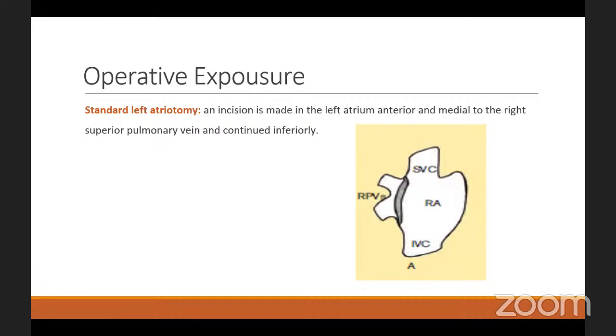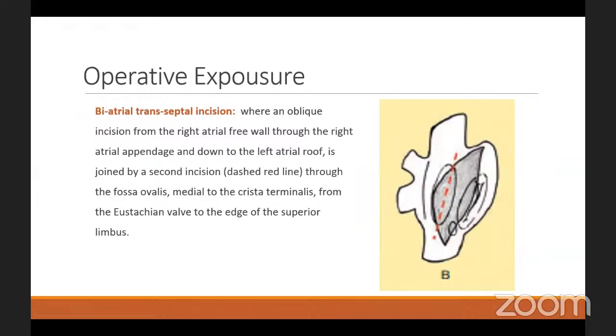So for the operative exposure, we have 4 operative exposures for the mitral valve. The standard left atriotomy, which is at the interatrial groove. The incision is made in the left atrium, anterior and medial to the right superior pulmonary vein, and continued inferiorly. The biatrial and transseptal incision is usually used when you have 2 valve pathologies like tricuspid and mitral. So an oblique incision through the free wall of the right atrium and through the right atrial appendage down to the left atrium.